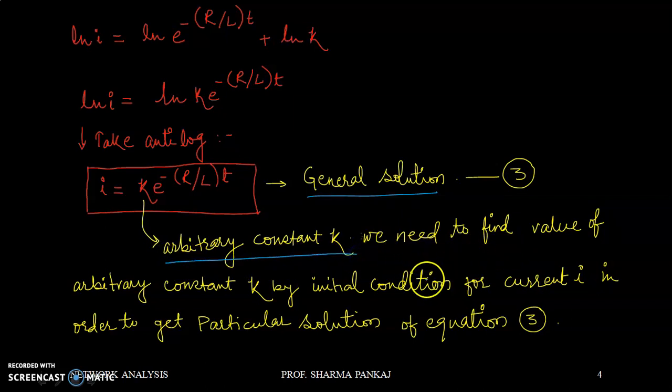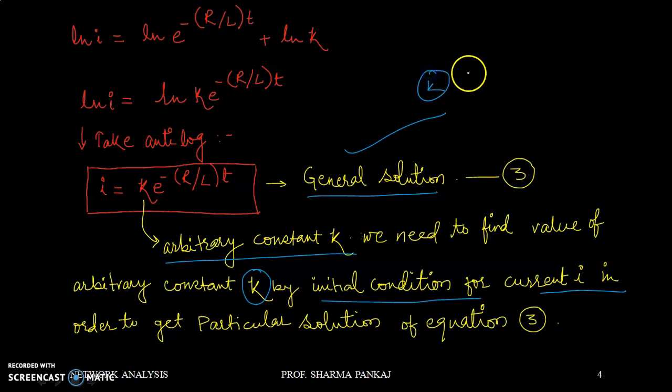We need to find the value of the arbitrary constant K by initial conditions, by the initial condition for current i, in order to find the particular solution of equation number 3. Just to get the particular solution from this general solution, we need to find the value of K by using initial conditions. This is as simple as that. We are going to use this initial condition to find out the value of K in this general solution.